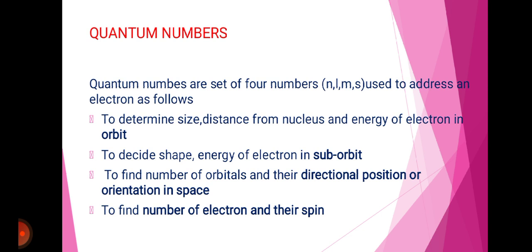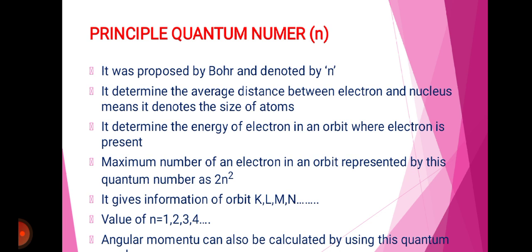They are indicated by the small n, l, m, s, and the quantum numbers are used to address an electron as follows. Some of the information we can get from the quantum numbers is to determine the size, distance from the nucleus, and energy of an electron in an orbit; to decide the shape and energy of an electron in a subshell or orbital; to find the number of orbitals and their directional positions or orientation in space; and to find the number of electrons and their spin. So now let us see one by one.